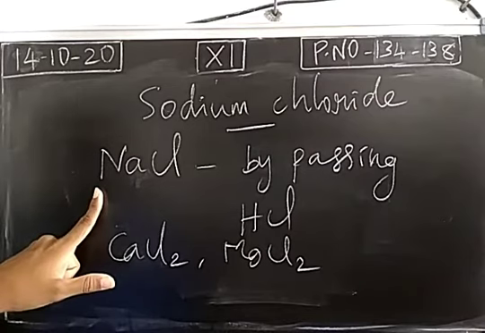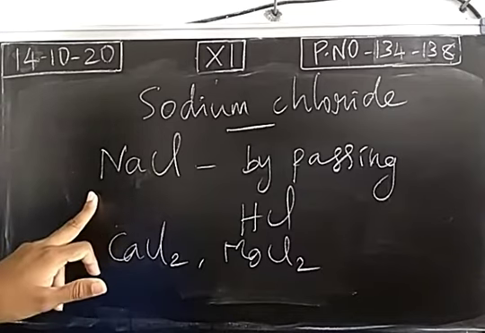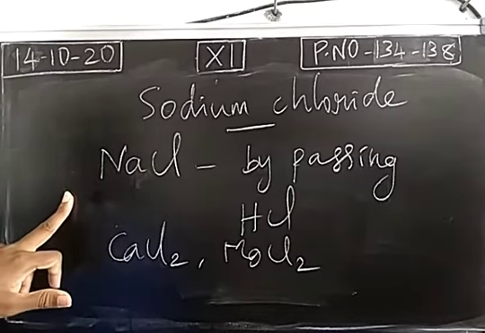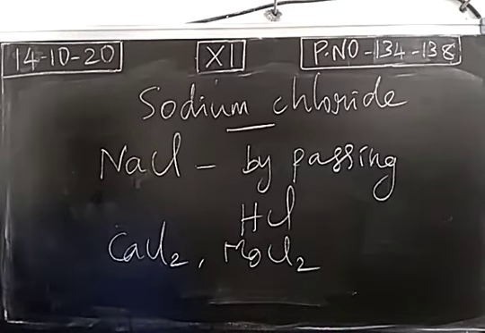To get sodium chloride crystals, again we pass hydrogen chloride gas. It will be crystallized and settle at the bottom due to low solubility. And soluble impurities will be present in the solution, in the filtrate, and can be removed.